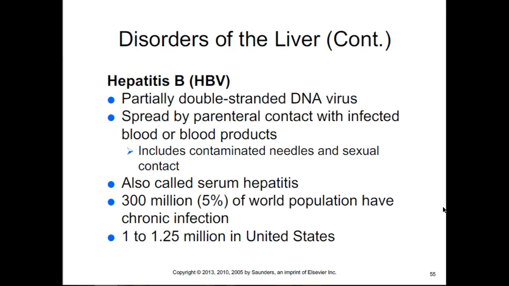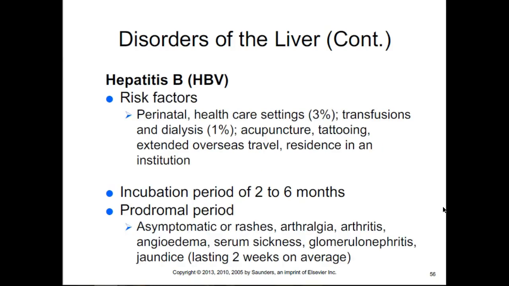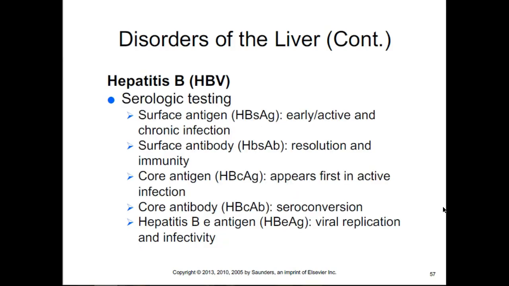So about 1 to 1.25 million in the United States. Some of the risk factors: perinatal or healthcare settings. This is why all nurses need to be vaccinated against hepatitis B. Transfusion and dialysis, acupuncture, tattooing, extended overseas travel, and residence in an institution. The incubation period is anywhere between 2 to 6 months. The prodromal period may be asymptomatic, or have rashes, arthralgias, arthritis, angioedema. You might see serum sickness, glomerulonephritis, or jaundice lasting 2 weeks or so.